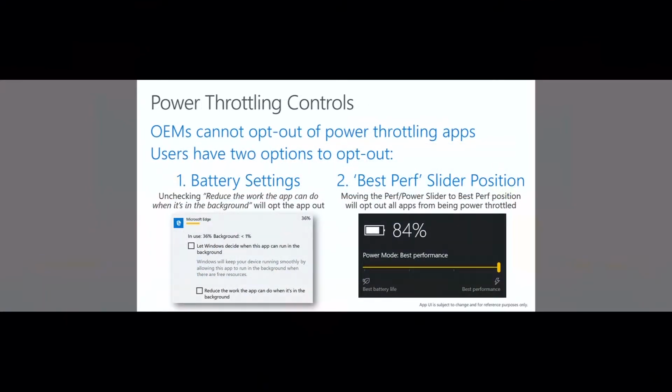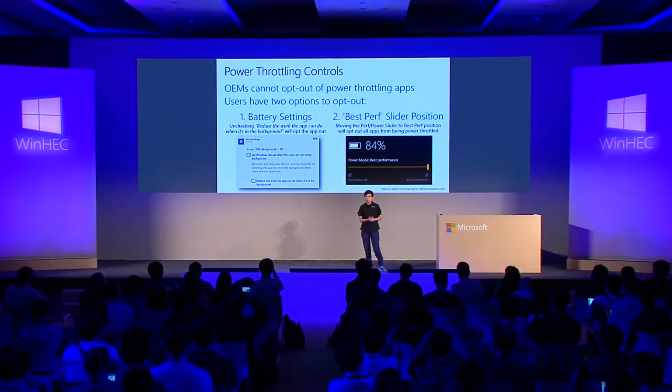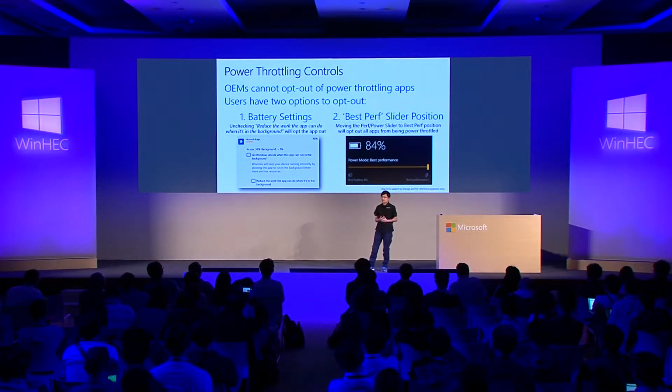OEMs cannot opt apps out of being power throttled. However, users have two options to do this. The first option is to opt specific apps out of being power throttled in the battery user experience by unchecking the two checkboxes shown in the screenshot. The second is to simply move the perf or power slider to best performance, which disables power throttling for all applications running in the background. We are also adding an API for app developers to define what level of power throttling the OS applies to them. Details will be posted to MSDN by RTM.